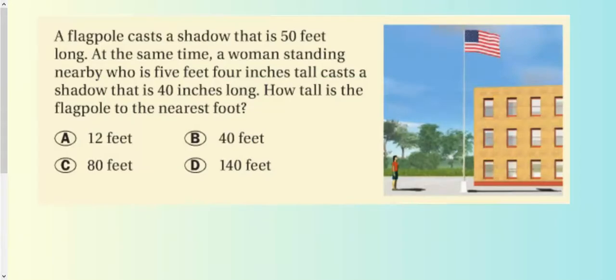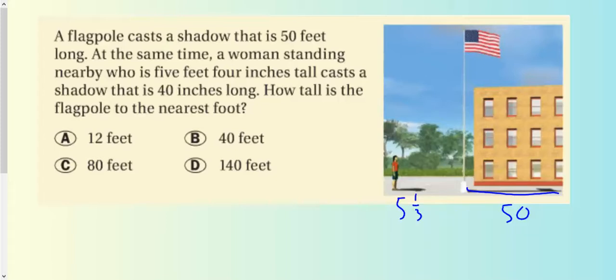A flagpole casts a shadow that is 50 feet long. Okay, so this is 50 right here. And at the same time, a woman standing nearby is 5 feet 4 inches. Okay, so I got 5.33. I'm going to go with all inches. Actually, let's go with 5 feet 4. That'd be 5 1/3 feet. Okay, let's go with that. Let's see if we can do it with that.